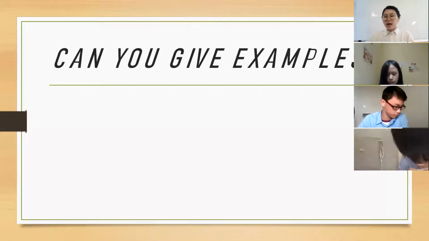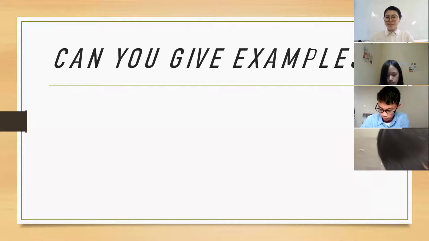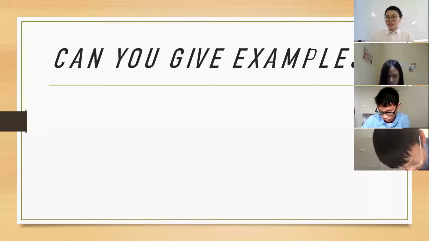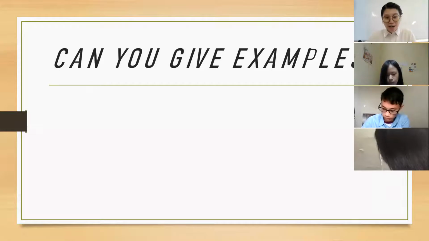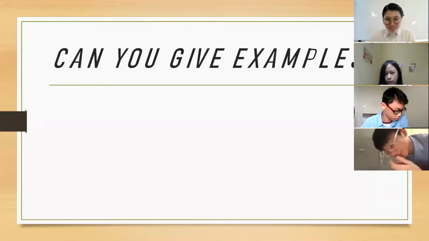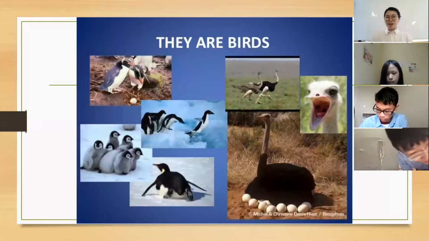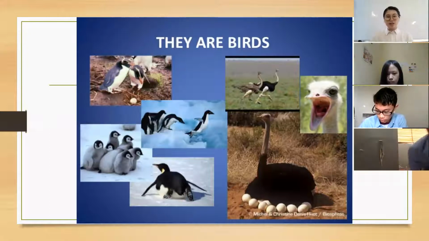How about you, Valerich? Valerich, can you give some names of birds? What is the name? Can you give some examples of the name of the bird? Parrot. Okay, a parrot. Very good. How about you, Shara? Can you give examples of a bird or names of a bird? Hummingbird. Very good. All of your answers are correct. So they are birds. I know that you already know the characteristics of birds.